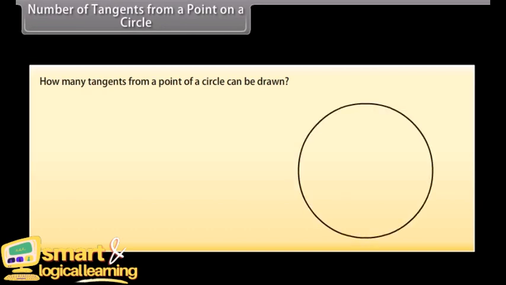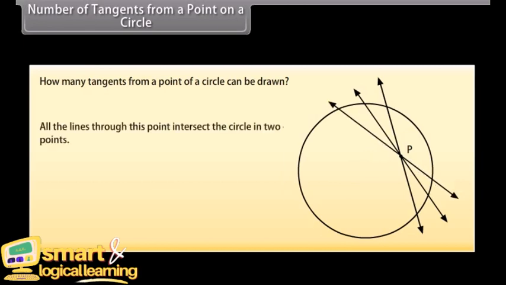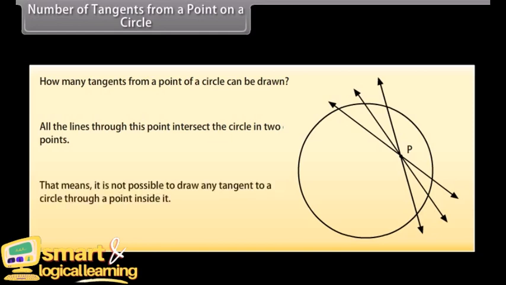Draw a circle on your notebook. Now take a point P inside it. Draw lines through this point. We will find that all the lines through this point intersect this circle in 2 points. That means it is not possible to draw any tangent to a circle through a point inside it.